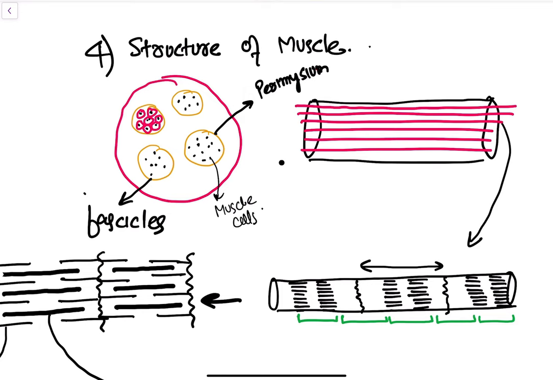And there are muscle cells inside. These muscle cells are covered by this red colored covering, which is called endomysium. And the whole fascicles are covered by this covering called epimysium. Now I have brought this muscle cell outside. This is the muscle cell, or what we also know as myofiber.